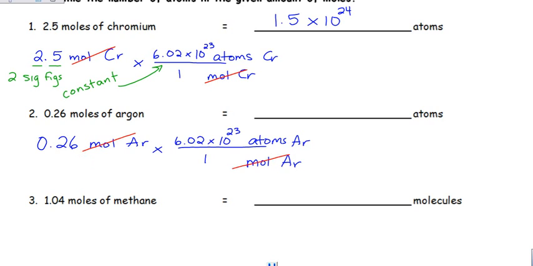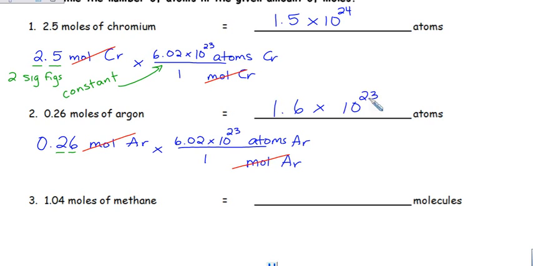So in my calculator, I say 0.26 times 6.02 times 10 to the 23rd power. My original number has 2 sig figs, just the 2 and the 6. The 0 is a placeholder, so I'm just going to leave 2. 1.6 times 10 to the 23rd atoms of argon.